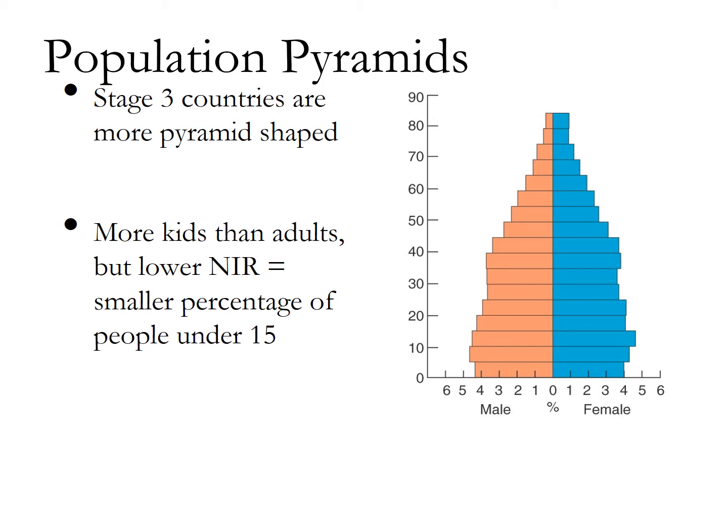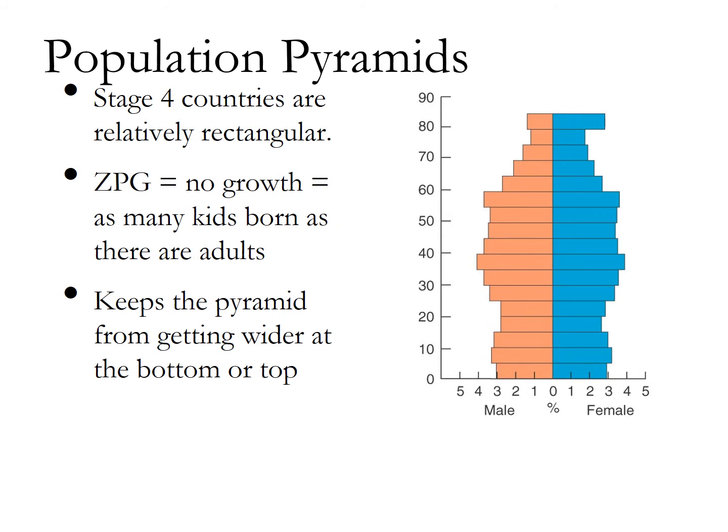So you can probably predict what the next pyramid is going to look like if we move to stage 4. And we know in stage 4, we have 0 population growth. It's where the same amount of people leaving the game are the same people coming into the game, right?